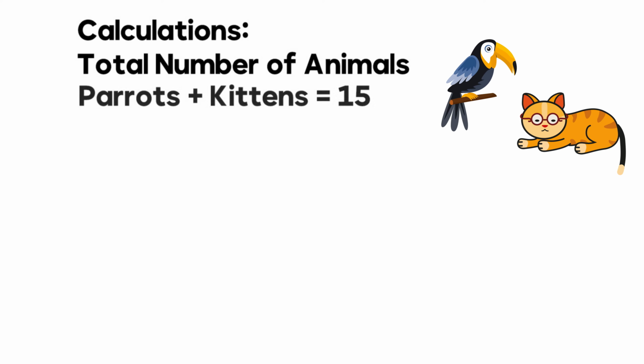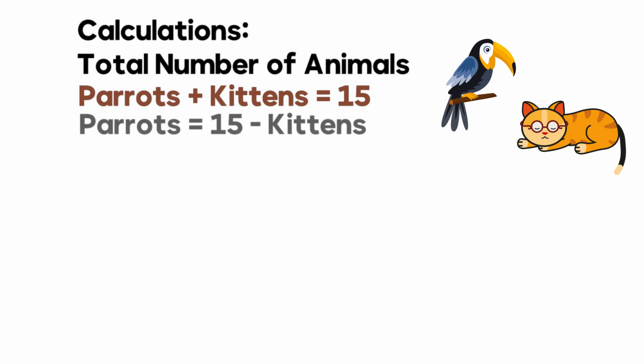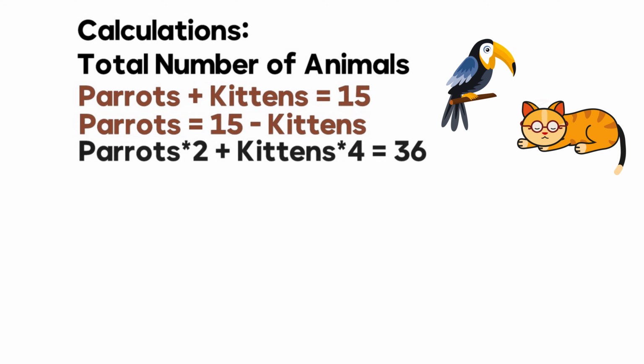Based on this information, we can create a formula. Number of parrots in the store plus number of kittens in the store equals 15. So based on this, we can calculate the number of parrots. Number of parrots equals 15 minus number of kittens. We can do a similar expression based on the number of legs: 2 multiplied by the number of parrots plus 4 multiplied by the number of kittens equals 36.